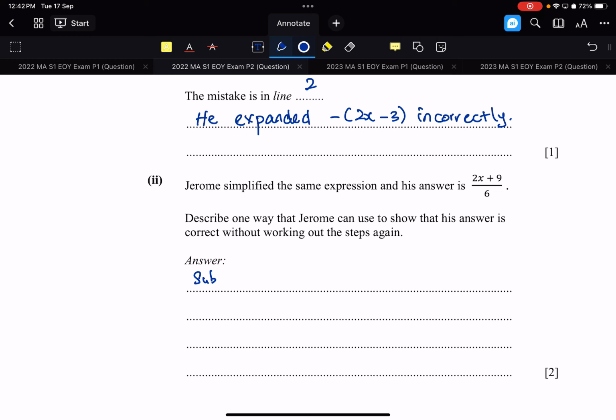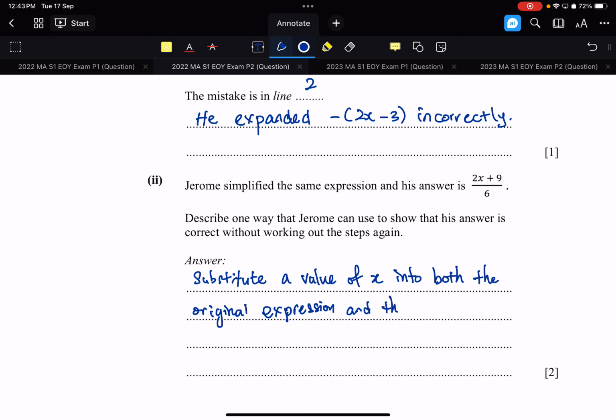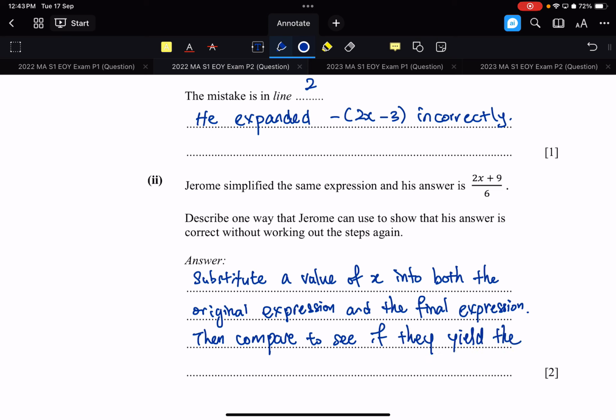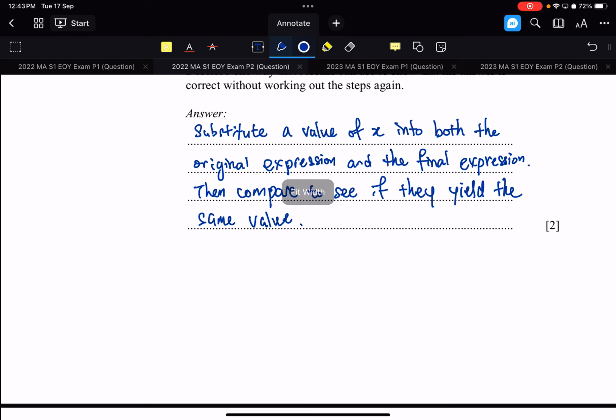So what you can do is you can substitute a value of x into both the original expression and the final expression. Then compare to see if they give the same value. Right? So that's how we can do this. Moving on. Next question.